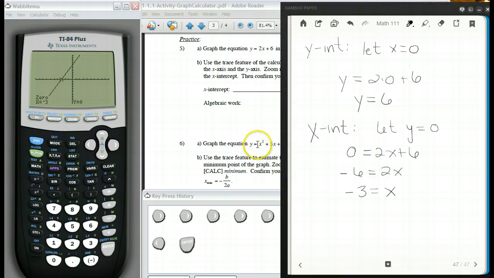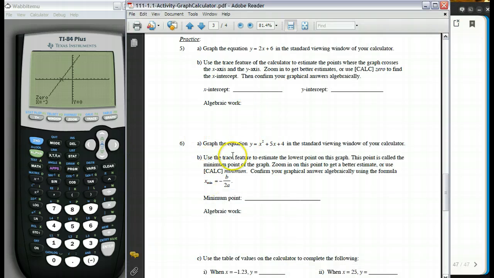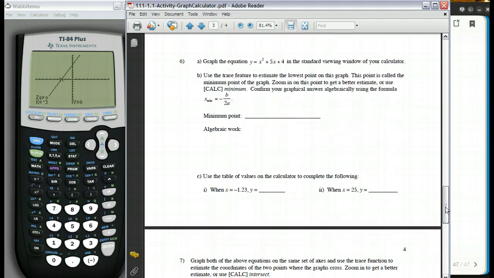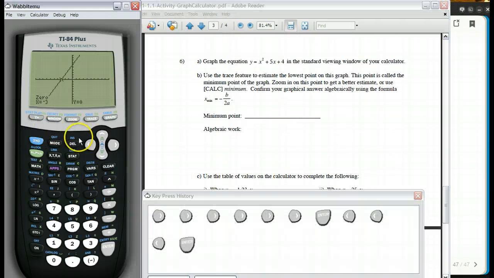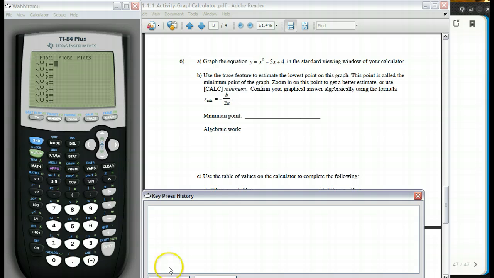Great. If you need to write that down, go ahead. I'm just going to clear my page here. Let's try the next graph for number 6. Let's go to y equals and clear out what we've got there because we want to enter a new graph. Let me clear out my key presses.